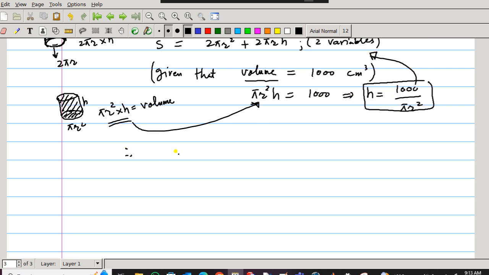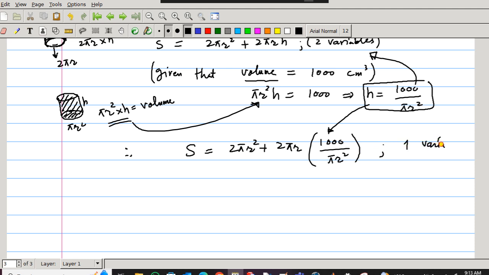So therefore my surface area becomes 2 pi r square plus 2 pi r h. So I can put h here now. h is 1000 by pi r square. So now I got one variable only. So this is good. So again we are happy, right? With one variable I can work. I don't have anything with two variables.